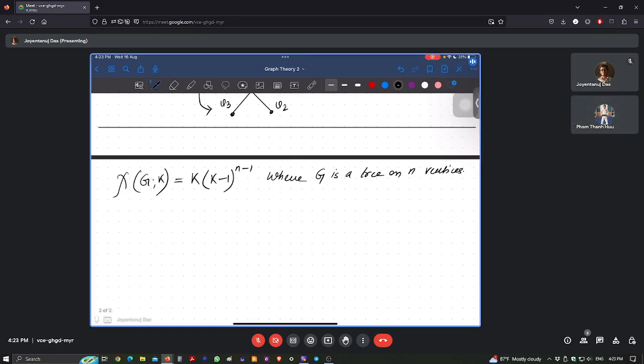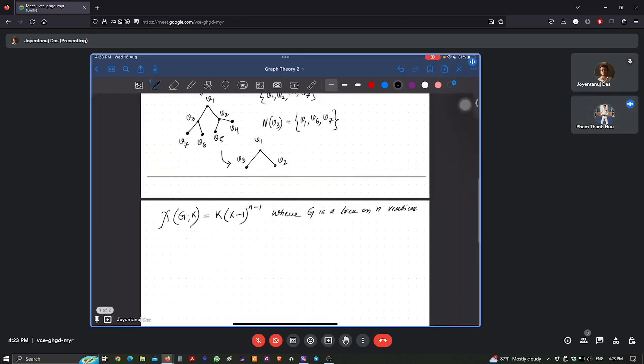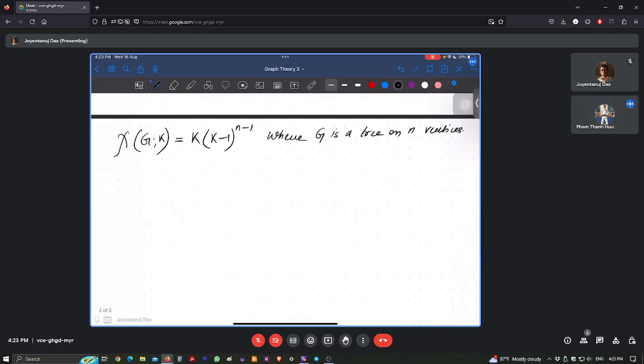So actually now we will use this simplicial ordering to count the thing. So let us see. Suppose v1, v2 up to vn is a simplicial elimination ordering.